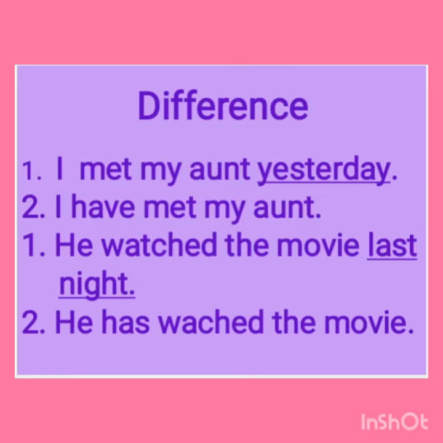Now we can see the difference between the two tenses. So first is I met my aunt yesterday. Here the time is specific and simple past is used. Second is I have met my aunt. So here present perfect tense is used. Again, he watched the movie last night and then he has watched the movie.